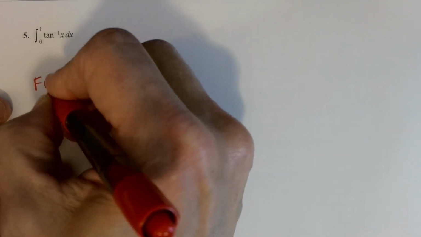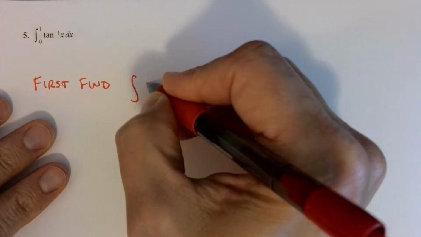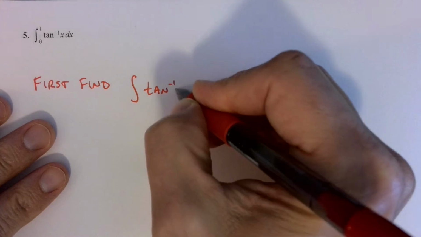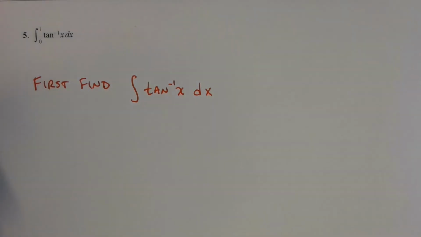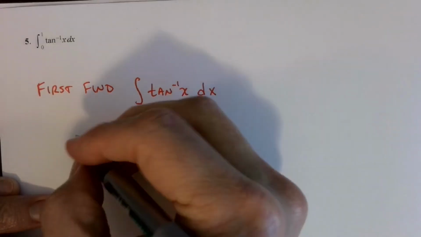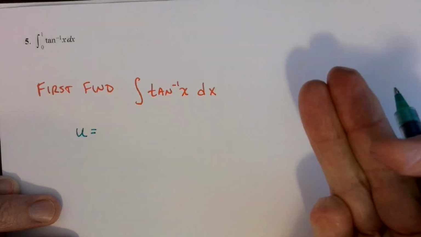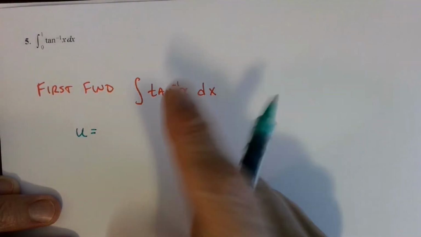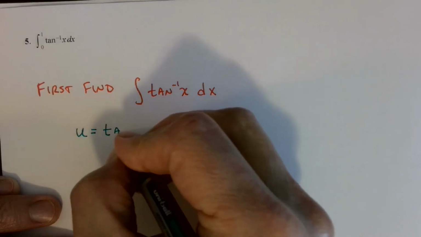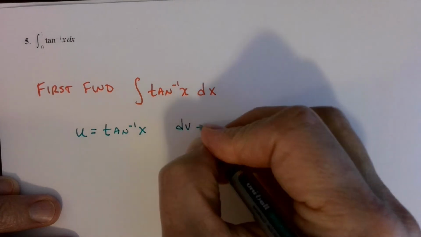So I want to look at just the indefinite integral. What's the antiderivative of the tangent inverse function? So I first want to look at that. What am I going to choose for u? Well, log is my first choice. Then what's my second choice? LIATE, L-I. I is inverse trig. I'm going to use u to be the inverse tangent function. That means dv is dx.